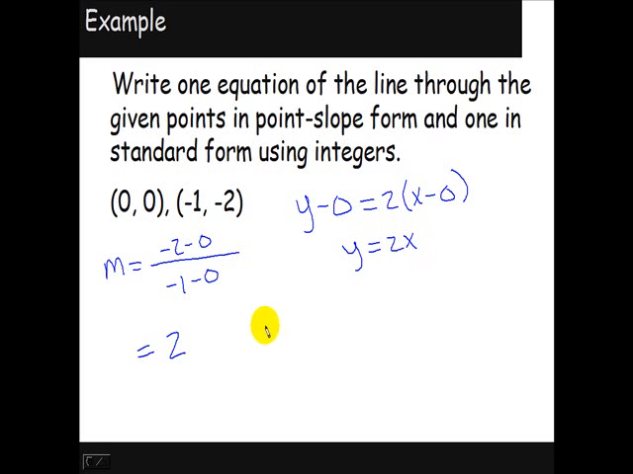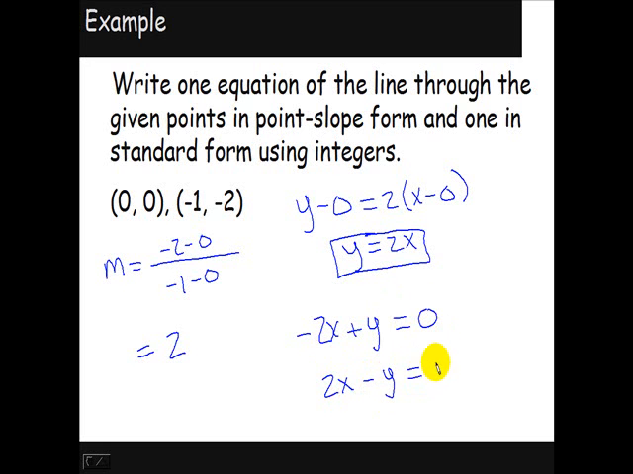Now to put this into standard form, it's probably just going to be easier to use this equation and manipulate it because it's a pretty simple equation. Let's go ahead and just subtract 2x from both sides, so I get negative 2x plus y equals 0. And when I'm in standard form, I like my a value to be positive, so I'm going to multiply everything by negative 1 and get 2x minus y is equal to 0. And that's where I would stop for standard form.